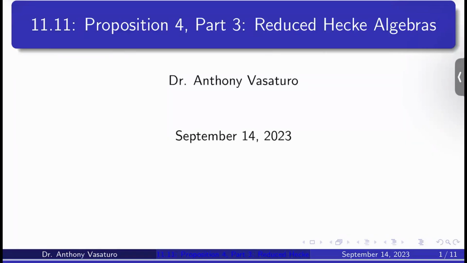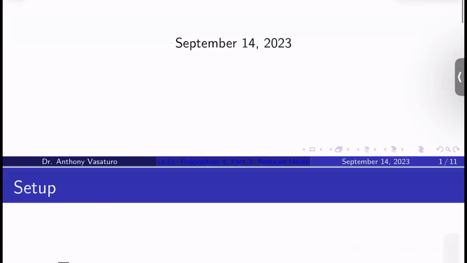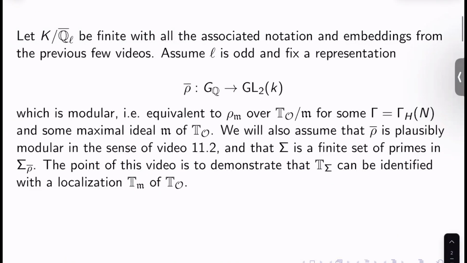Today we're going to continue looking at Proposition 4 and what I'll call Part 3 in that little mini-series in Chapter 11 here. Today we're going to be looking at reduced Hecke algebras, so let's get into it. We'll let K over Q bar L be a finite field extension with all the associated notation embeddings from the previous few videos, so make sure you're caught up on this chapter before you watch this video, okay?